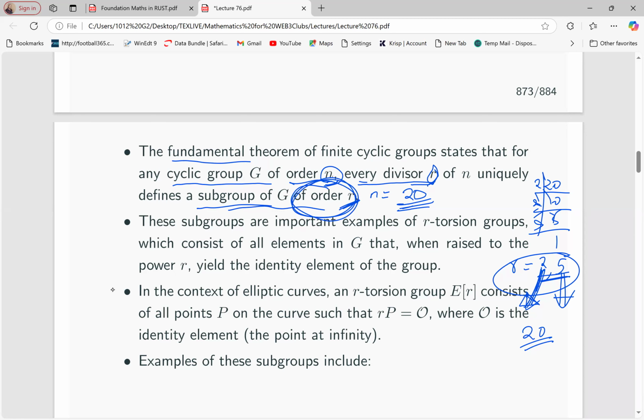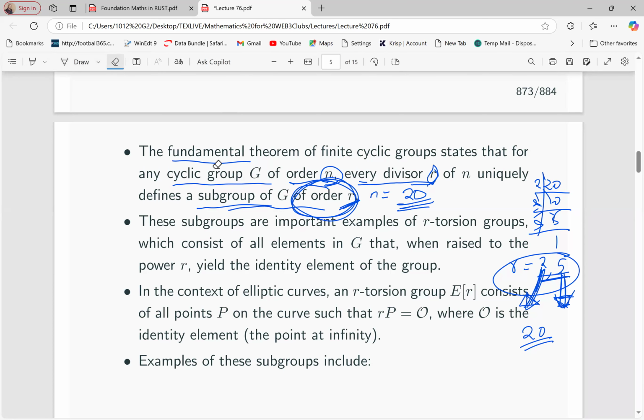The order will be the same as R. And the subgroup where R is 5 would have 5 elements, because the order of that subgroup should be the same as R. So I've just given an example.